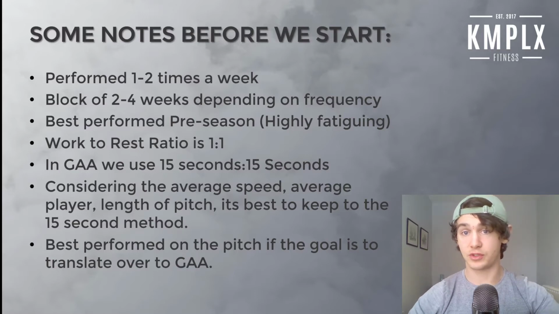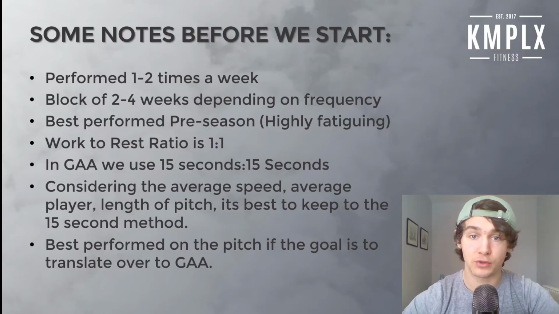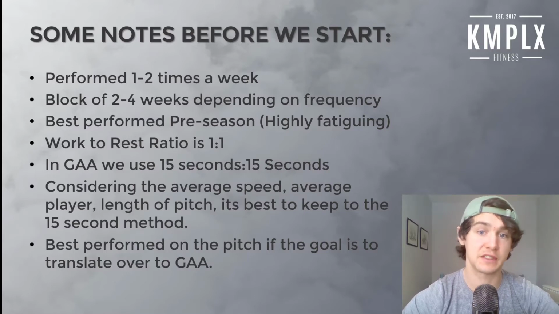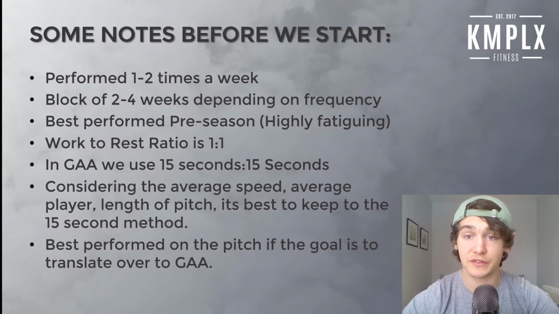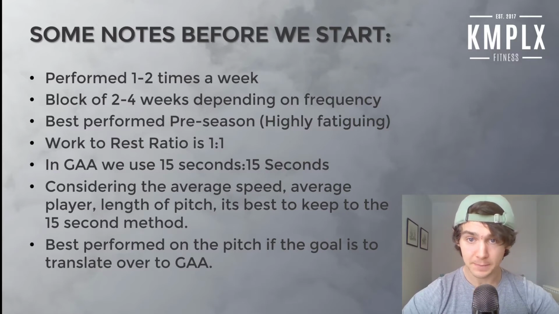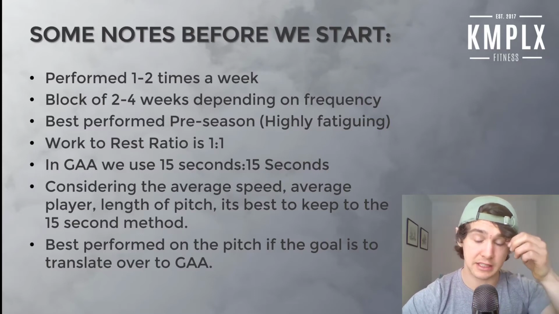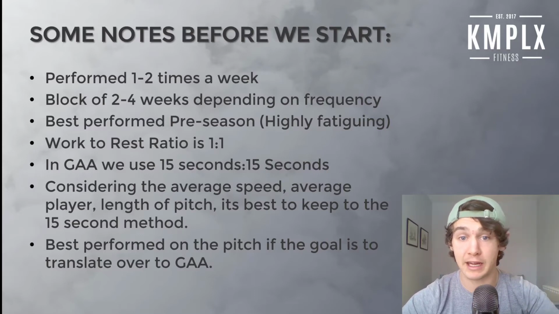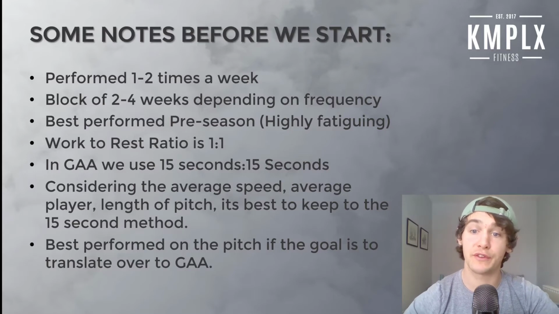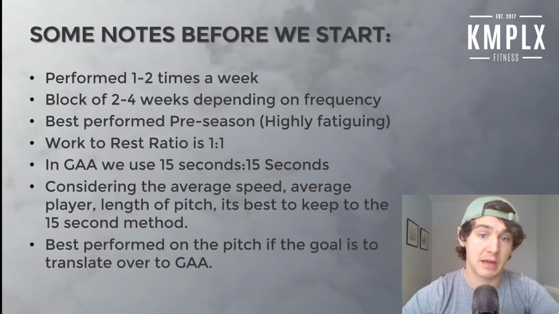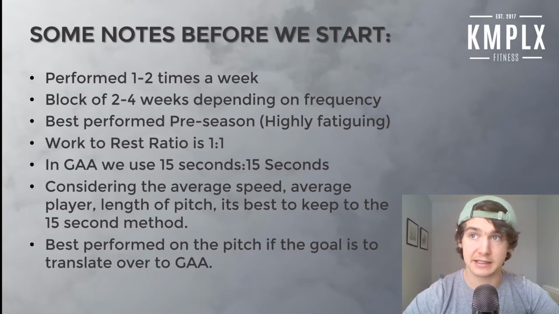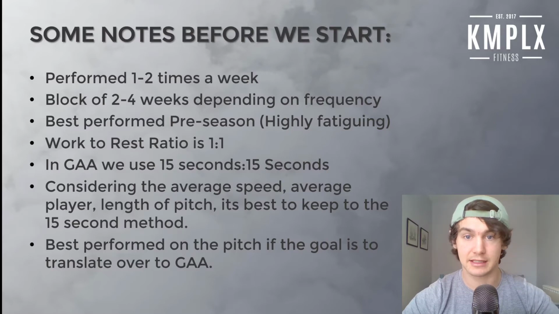The work to rest ratio is the most important part of your MAS runs. It's 1-to-1, and that goes for anything. So it can be 30 seconds on, 30 seconds off, a minute on, a minute off, or 45 seconds on, 45 seconds off. In GA, we do tend to use 15 seconds on, 15 seconds off. And it's probably the smartest thing to do, as we are considering a lot of things in there: the average speed of the player, the length of the pitch, and how much ground you can cover in 15 seconds is realistic. So it's best to just keep the 15-second method for this. On top of that, the sets are over fairly quickly, and it's nice and fast.